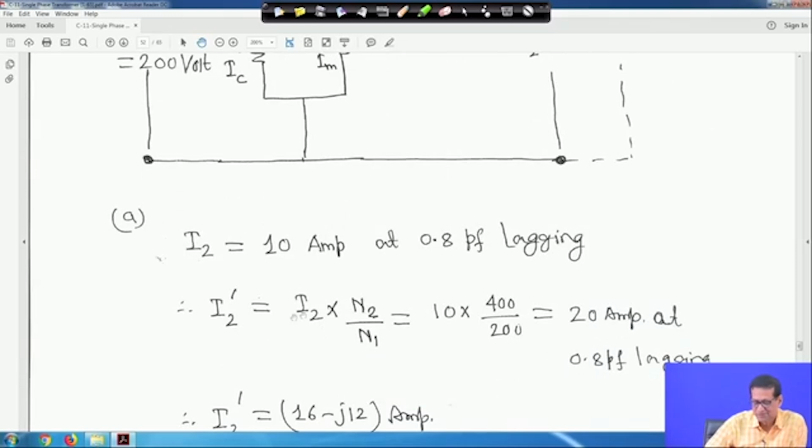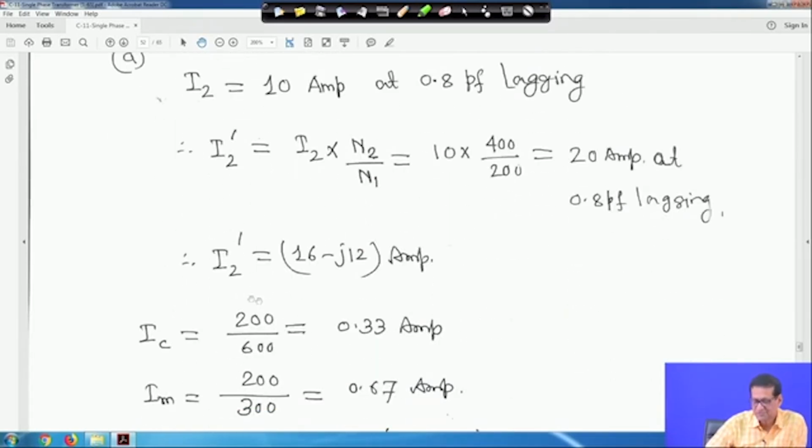So, I2 dash will be I2 into N2 upon N1, because N1 I2 dash is equal to N2 I2. So, I2 dash is equal to this much. I2 dash will become 20 ampere at 0.8 power factor lagging, that is 36.87 degree lagging. So, that means I2 dash will be 16 minus j12 ampere directly.